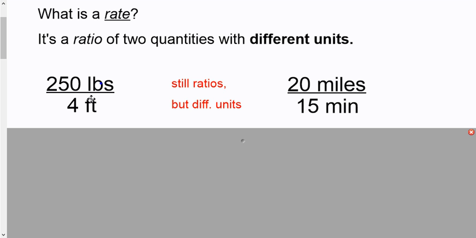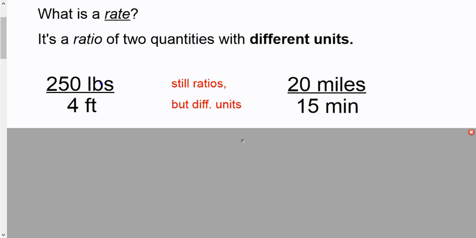Hmm. Just be patient. What about this one over here? 20 miles to 15 minutes. They have different units. It's a ratio, but they have different units, and that makes it a rate. Hang on a second. Are you saying that every time this person goes 20 miles, 15 minutes goes by? Yeah, that's exactly what we're saying. So there's this relationship between how far they go and how long it takes to go that distance. Yeah, that's exactly what it is.